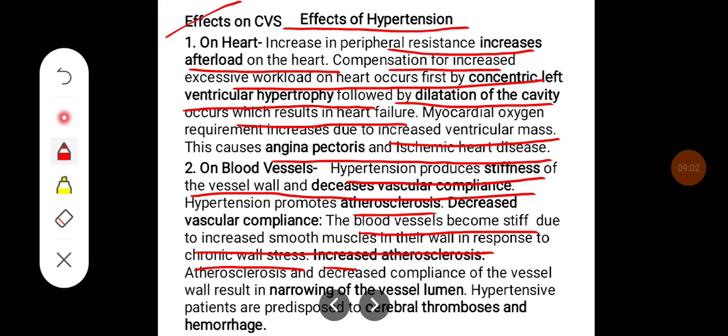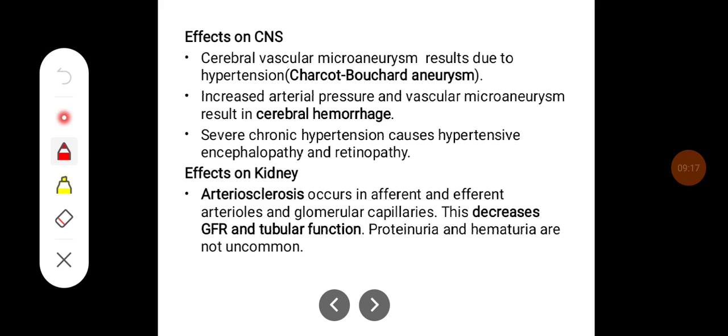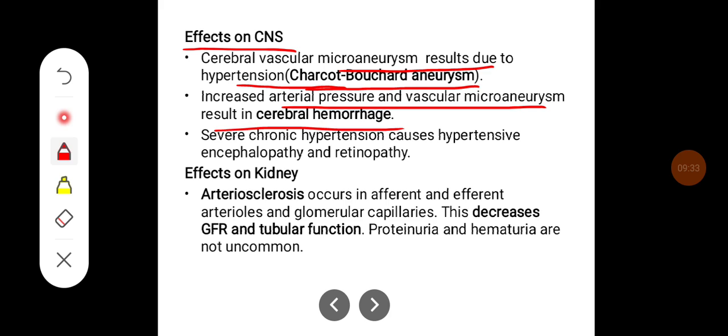Because of the atherosclerosis and decreased compliance of the vessel wall, narrowing of the lumen results. Hypertensive patients are predisposed to cerebral thrombosis and hemorrhage. Its effect on the CNS: cerebral vascular microaneurysm results due to the hypertension, which is also called Charcot-Bouchard aneurysm. Increased arterial pressure and vascular microaneurysm result in cerebral hemorrhage. Severe chronic hypertension causes hypertensive encephalopathy and retinopathy.